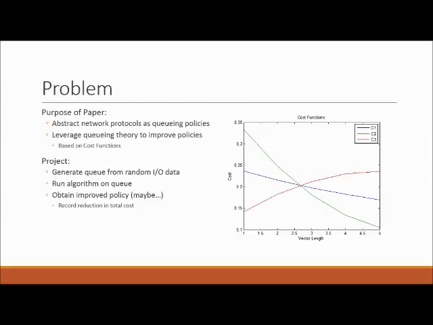So the purpose of the paper is to abstract network protocols as queuing policies, as mentioned before, and to leverage queuing theory to improve these policies based on cost functions as you see on the right. So for the project, I decided to generate the queue from random input and output data, run the algorithm provided in the paper on the queue, and hopefully obtain an improved policy. And this improvement will be noted by recording the reduction in total cost of the policy.